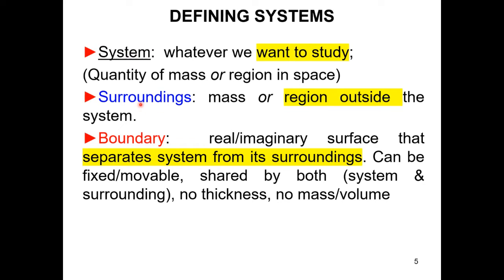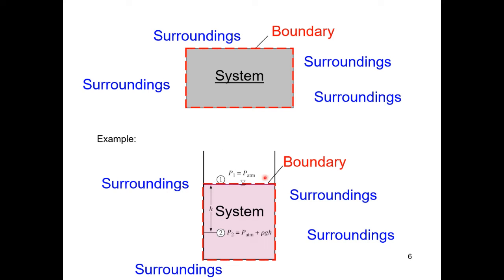So the area can be real or imaginary. It can be a physical one, or it can be something that we imagine, which is not available there. But we can use this imaginary surface to define our system. It can also be fixed or movable, shared by both system and surrounding, with no thickness, no mass, and no volume. As you can see here.